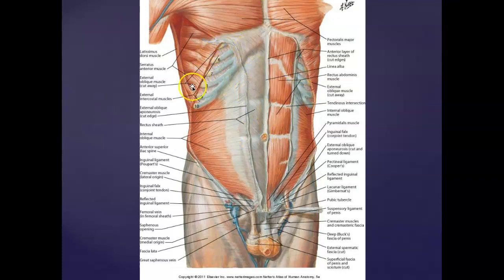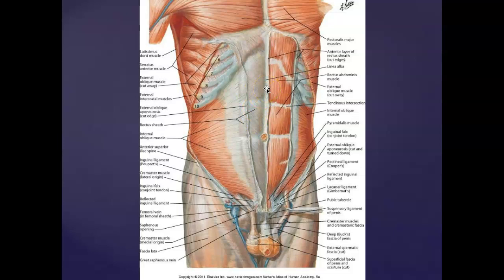Here you can see the external oblique has been cut away, exposing the internal oblique. But let's first look at the rectus abdominis. Rectus means straight. It's right at midline. There's one on the left side here. There's one on the right side here. The rectus abdominis comes straight up and down.